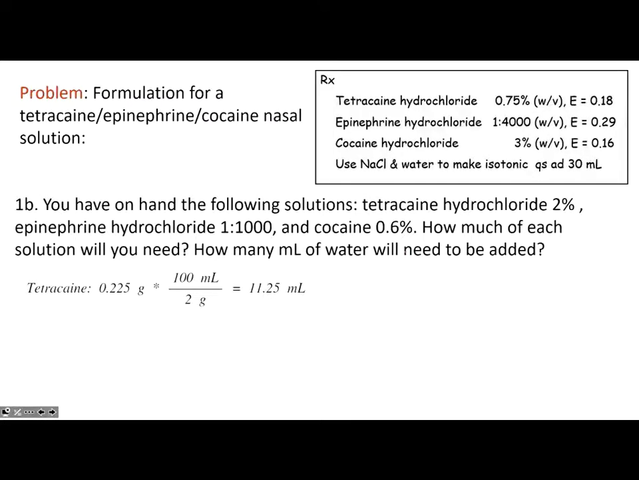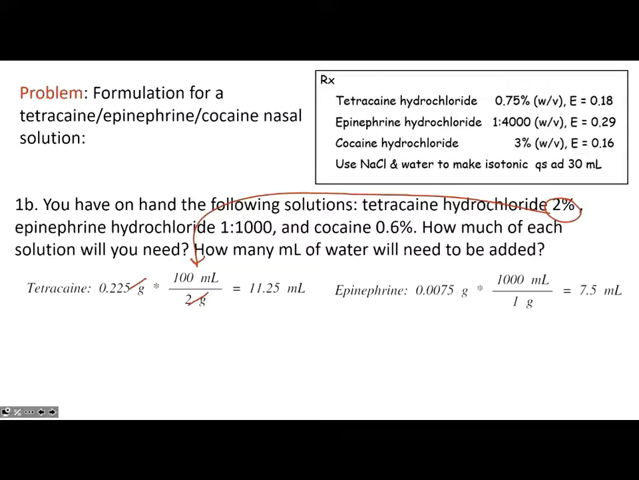Starting with the tetracaine, we're following up with our answer from previously. We said we've determined 0.225 grams of tetracaine. So let's essentially multiply it by the concentration. We know it was 2%, so 2% essentially means 2 grams per 100 mils. We'll set it up this way so that if we multiply, the grams will cancel, and I will get milliliters. And so that value multiplied across gives you 11.25 mils.